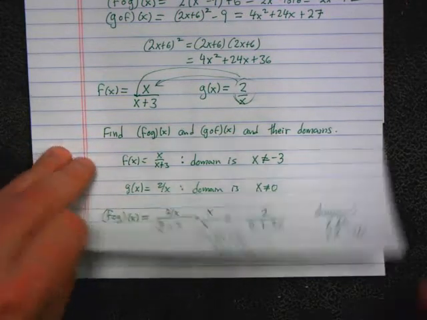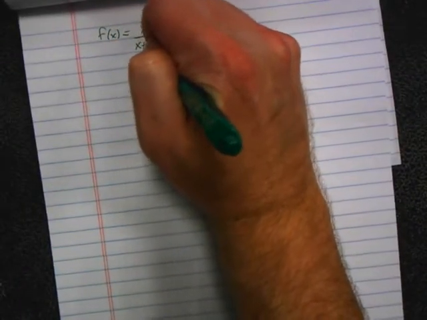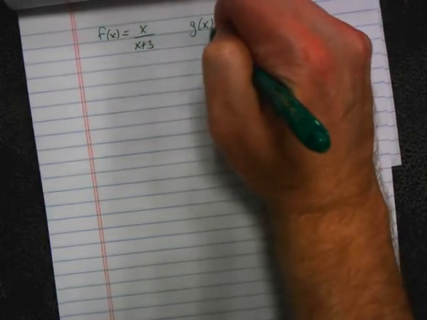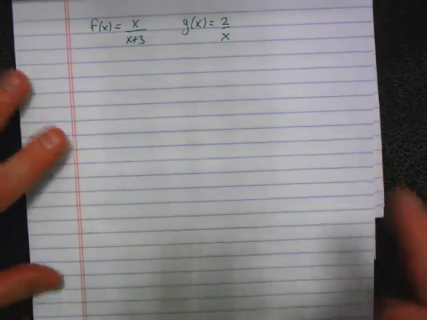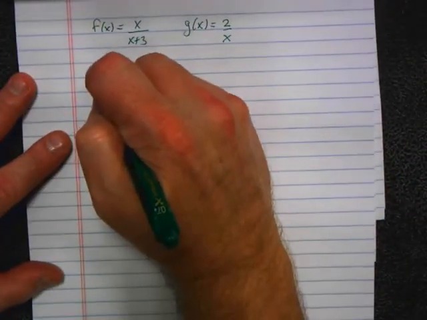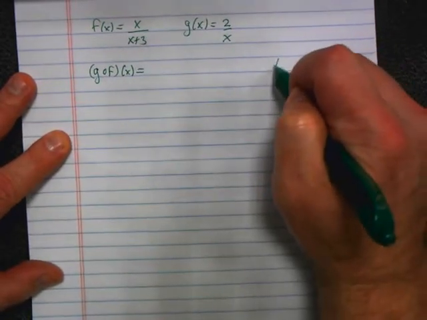All right, and then let's try going the other way. I've got to copy these down again because I ran out of room. f of x is x over x plus 3. And g of x was 2 over x. This time I want to find g of f of x. And then when I get done, I want to find its domain.